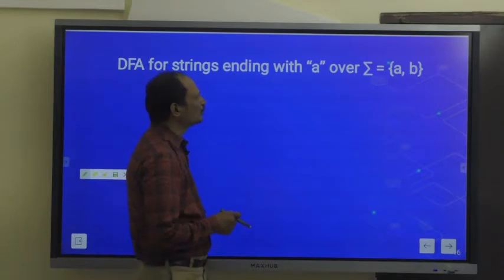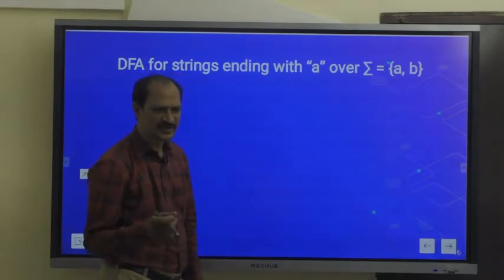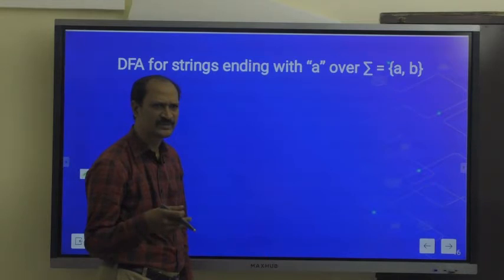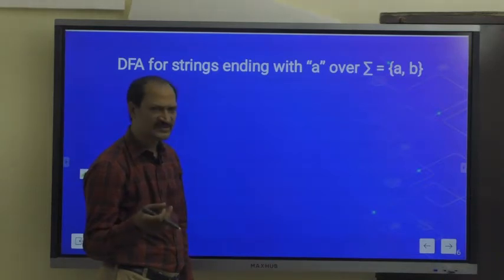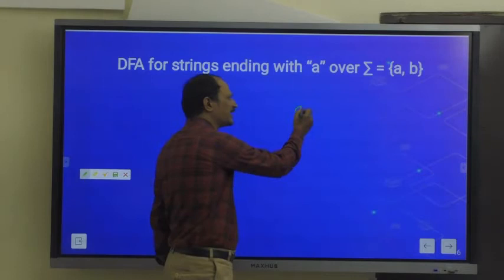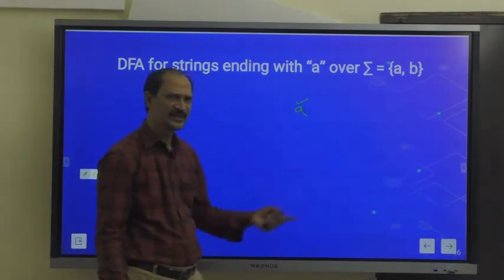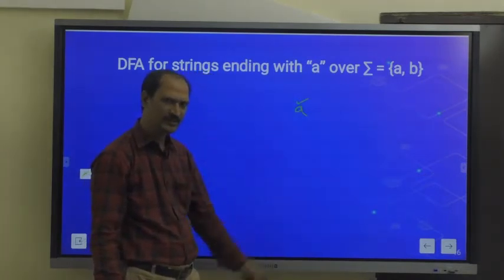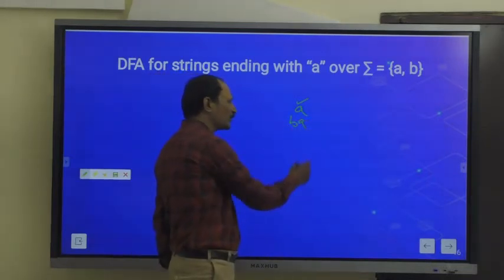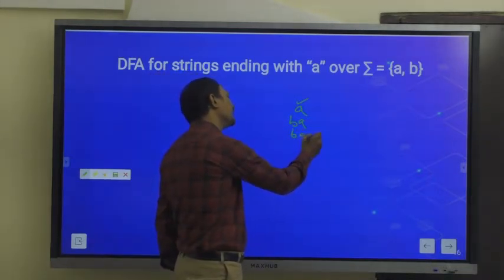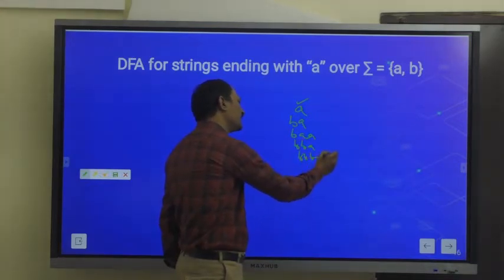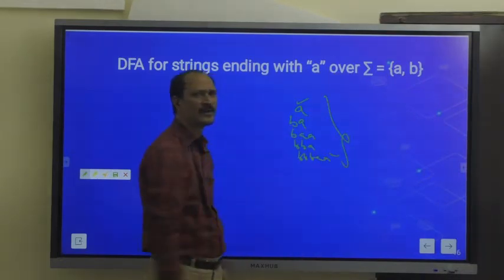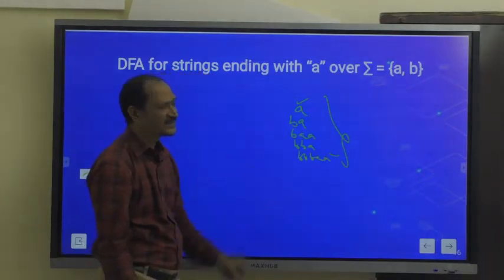So ending with A, what is the minimum string? Is it an infinite language or a finite language? That is, how many strings can I form over the alphabet A, comma B, that end with A? I can have A as the minimum string, because the string A is ending with A only. Can I have a string like BA? I can have BAA. I can have BBA. I can have BBBAA. Like that, how many strings can I form? I can form infinite strings. So I can say that it is an infinite language.